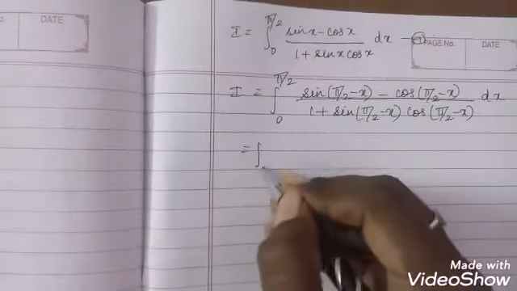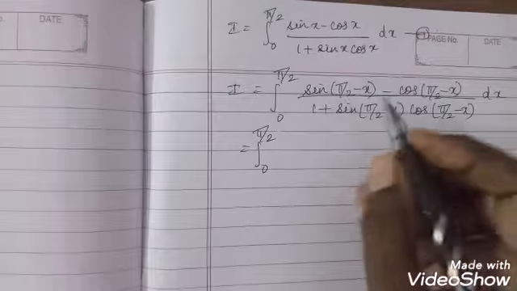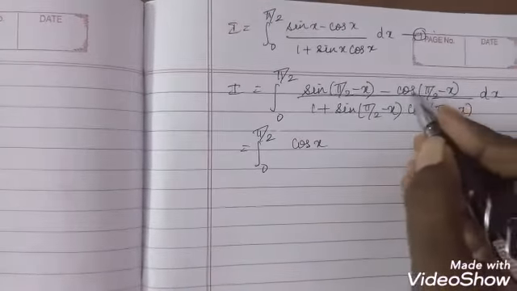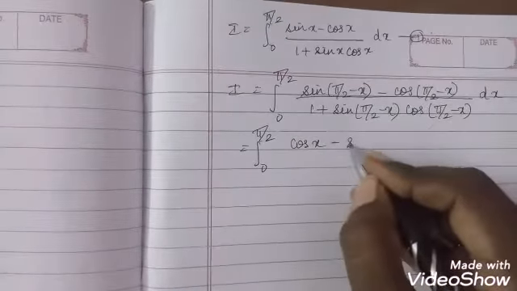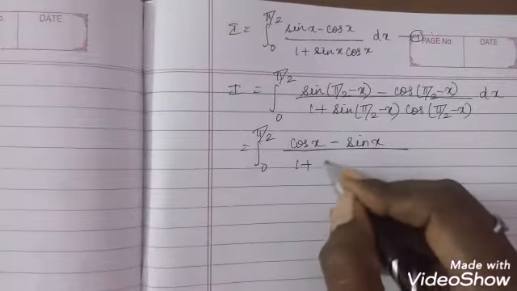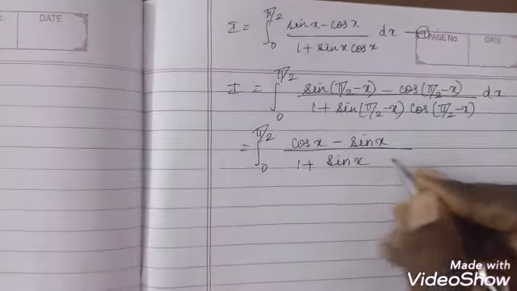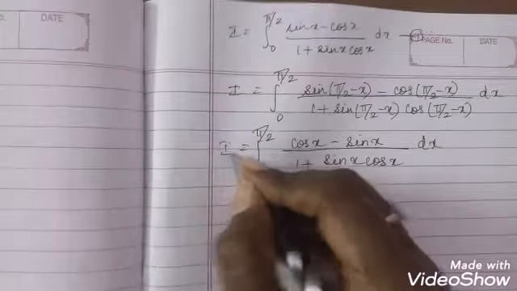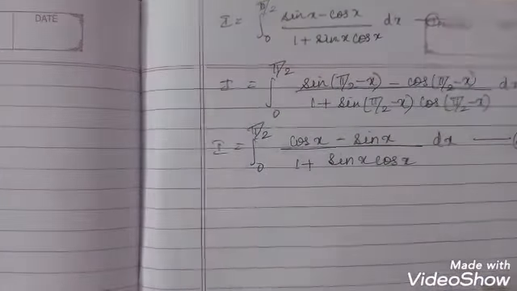So this is equal to the integral over 0 to pi by 2. What is sine of pi by 2 minus x? It's nothing but cos x. What is cos of pi by 2 minus x? It's nothing but sine x. So we get cos x minus sine x divided by 1 plus sine x into cos x dx. So I will write this as I. You mark this equation as 2.